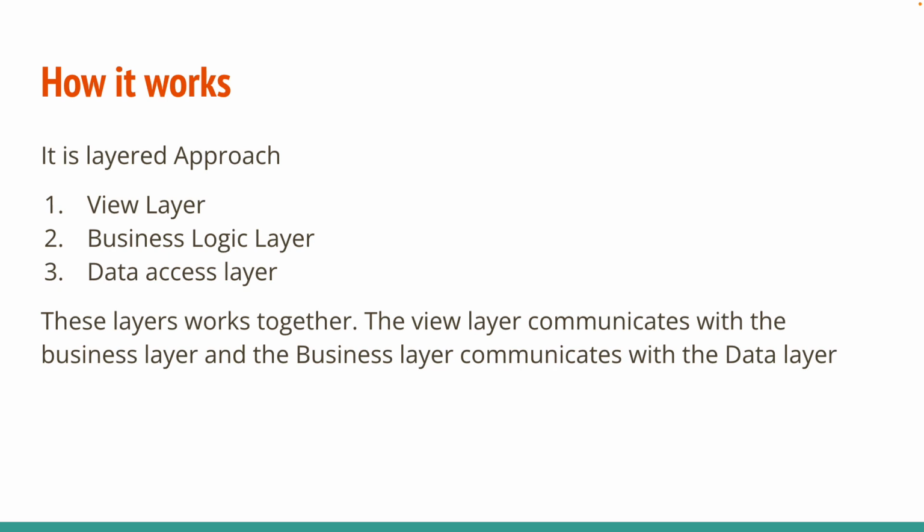How does it work? It is divided into layers. We have the view layer, business logic layer, and data access layer. These layers work together. The view layer communicates with the business layer, and the business layer communicates with the data access layer. So the user can give input through the view layer, and the business logic layer does its logic by communicating with the database through the data access layer, saving or retrieving data. I will show you when we are doing the practical project.